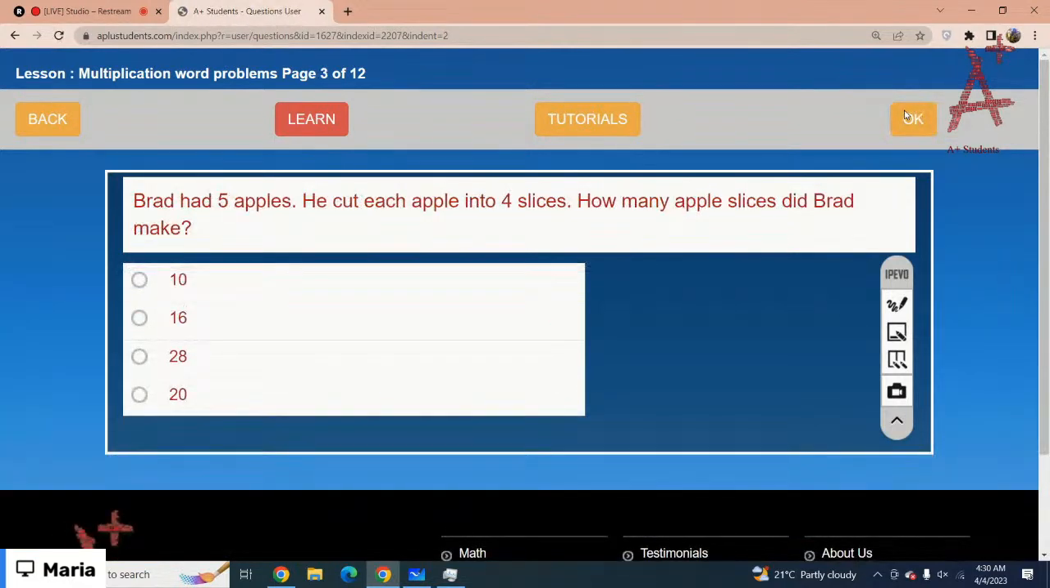Okay, Brad had 5 apples. He cut each apple into 4 pieces. How many apple slices did Brad make? So which is the correct option?